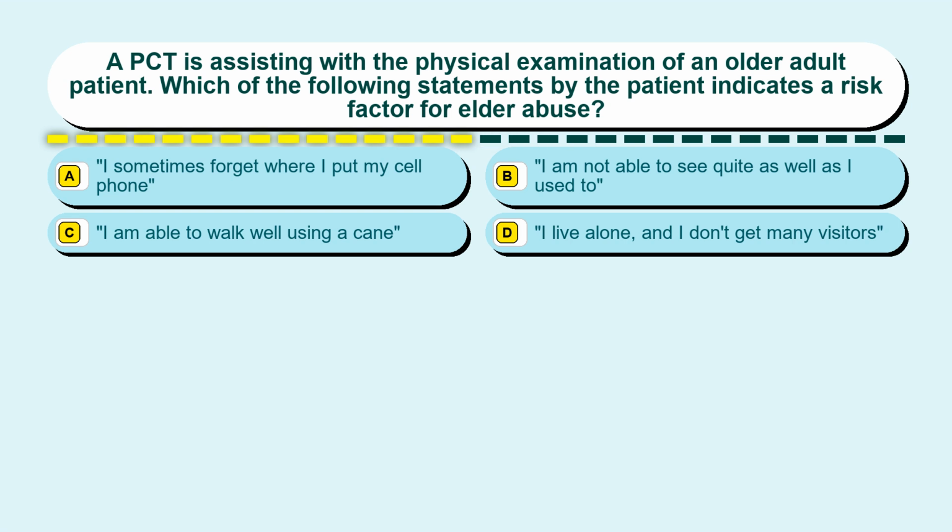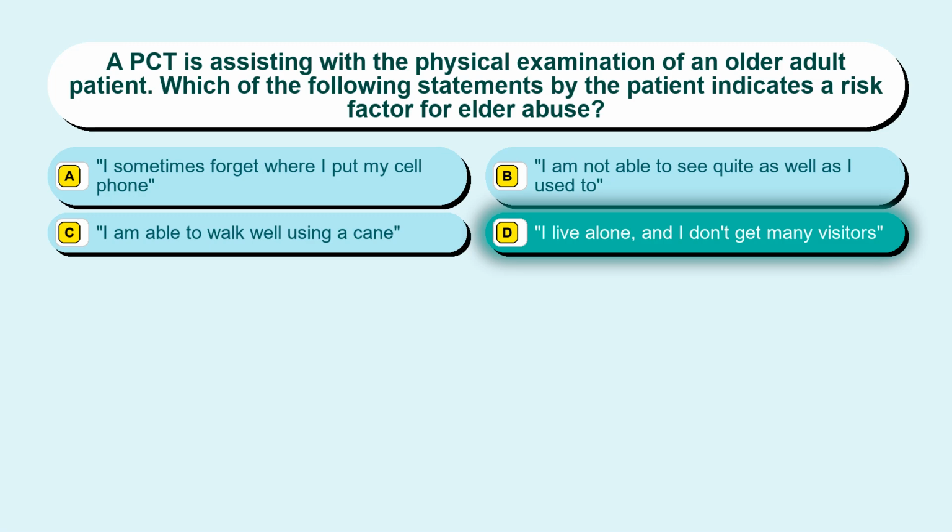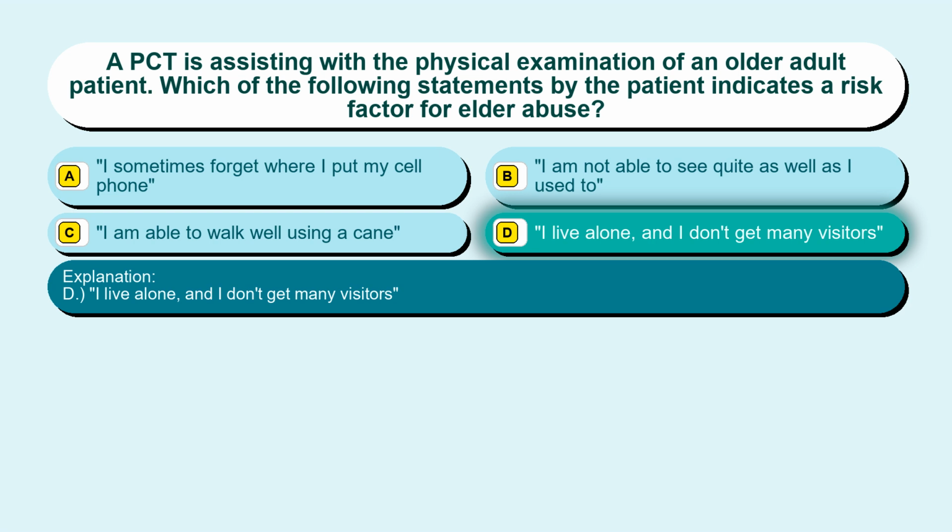Option A, I sometimes forget where I put my cell phone. Option B, I am not able to see quite as well as I used to. Option C, I am able to walk while using a cane. Option D, I live alone, and I don't get many visitors. The correct answer is option D, I live alone, and I don't get many visitors.